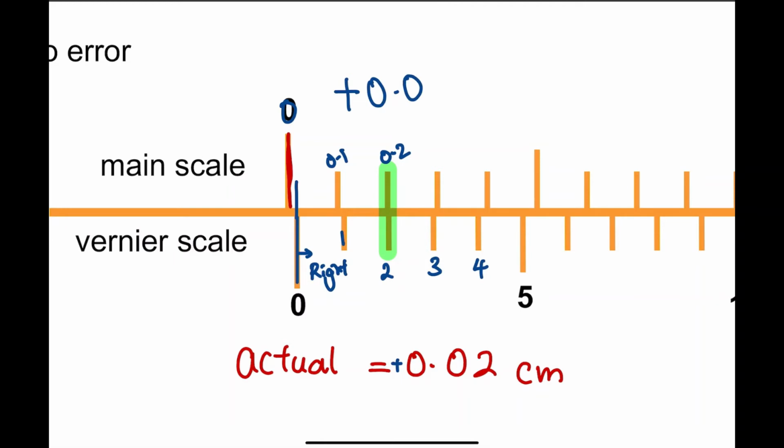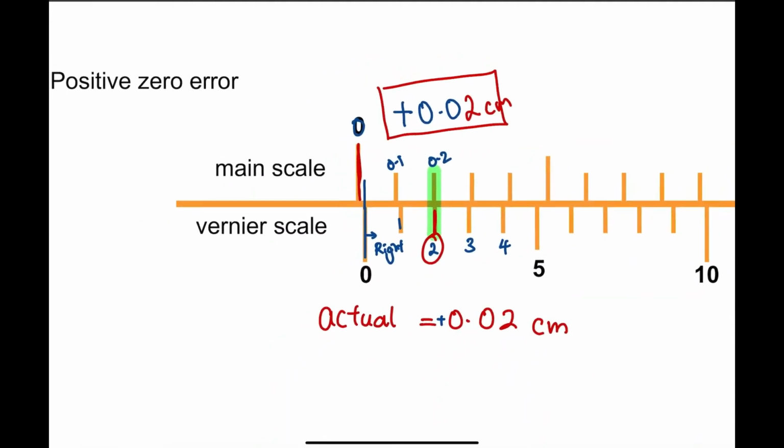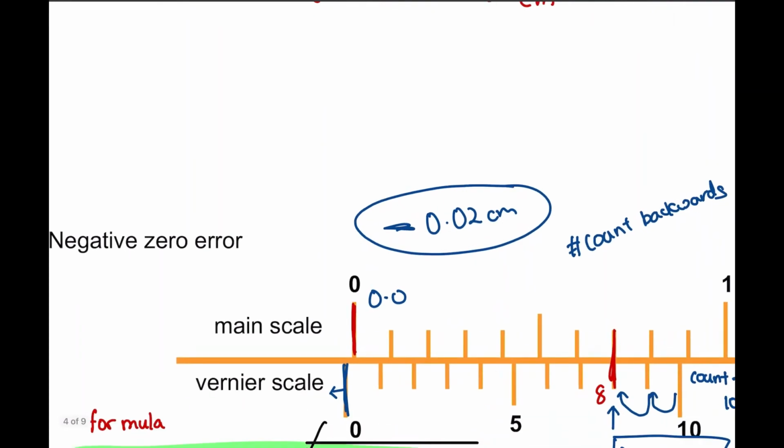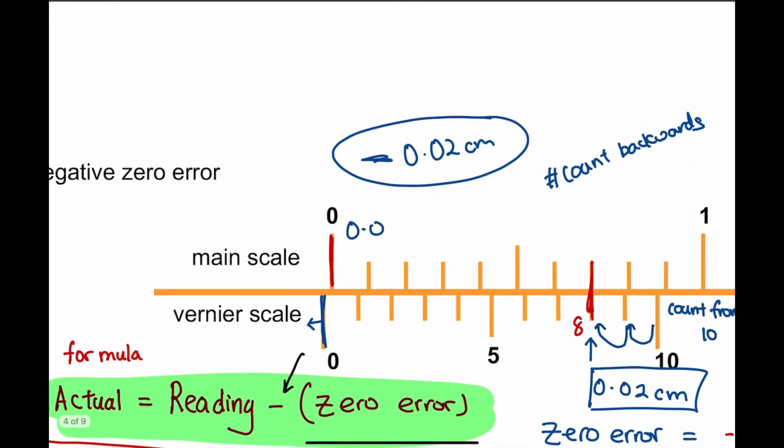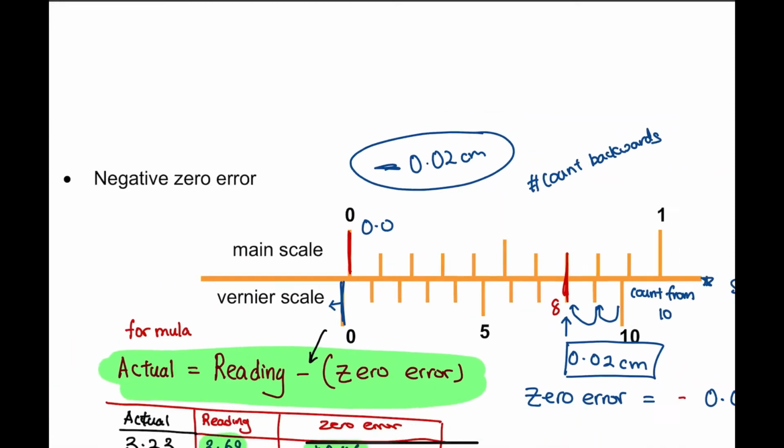After that I find my minor scale reading, which is down here. This number corresponds to 2. So therefore, your positive zero error is plus 0.02 cm. Okay, that's it. This is for your positive zero error. For negative zero error, this is something that is a bit more unique. Okay, let me erase again.